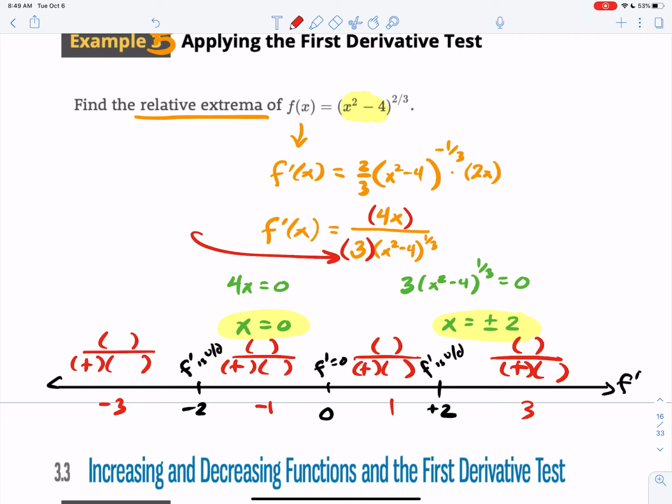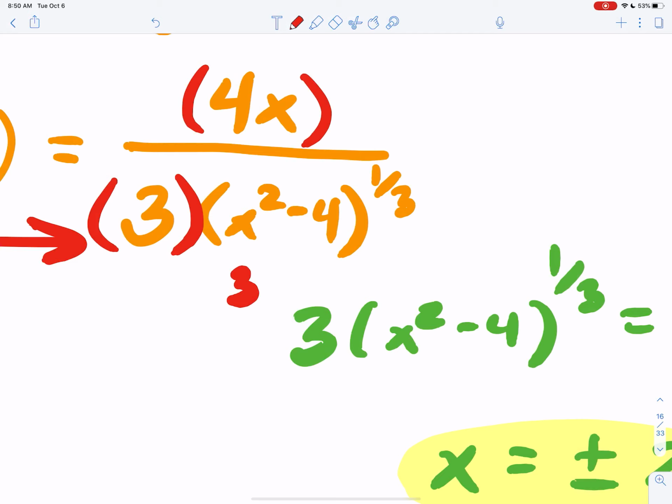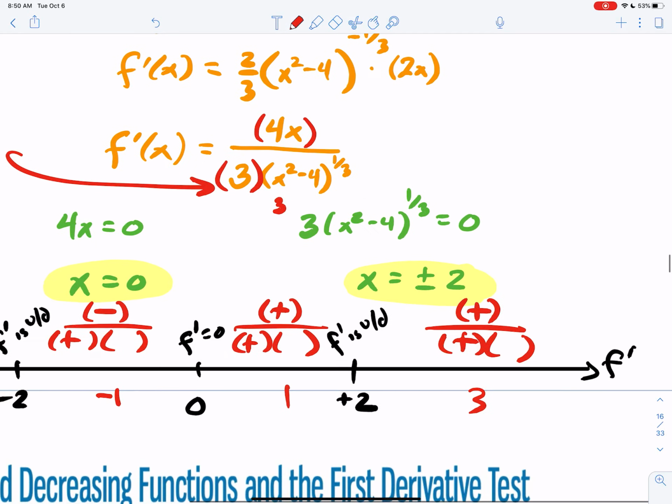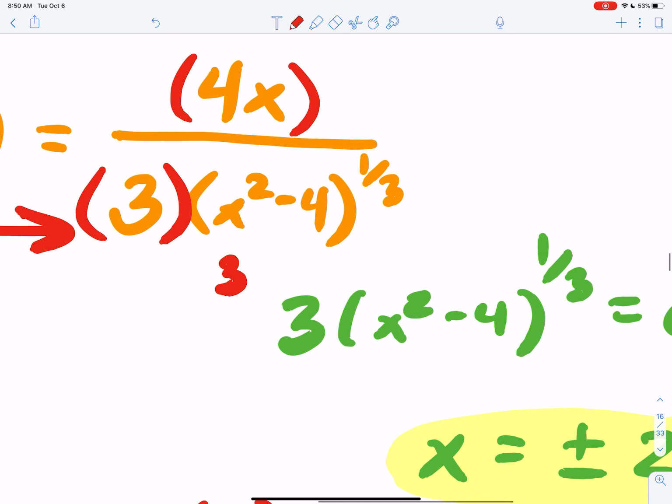If I plug in negative 3, I get something negative. Negative 1 will give me something negative. 1 will give me something positive. 3 will give me something positive. Okay. If I plug in, let's start off on the right side here. If I plug in 3 into x squared minus 4, so 3 squared will give me 9, minus 4 is 5. If you cube root it, you get something positive. Okay? If you plug in 1 squared is 1, minus 4 is negative 3. If you cube root it, you end up with something negative.